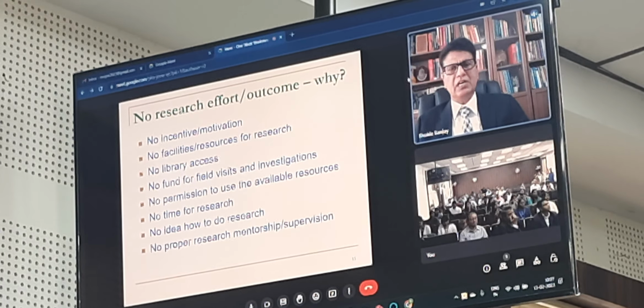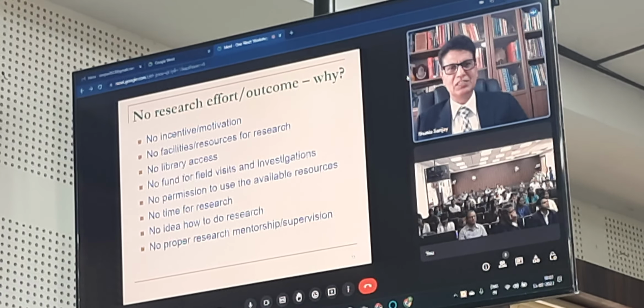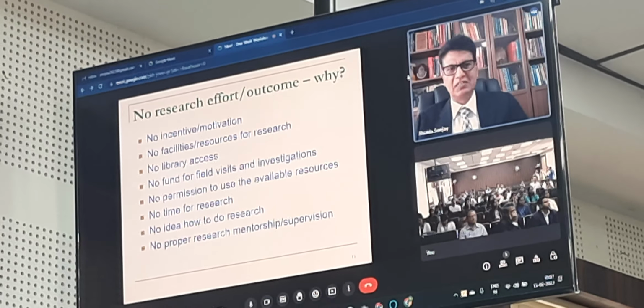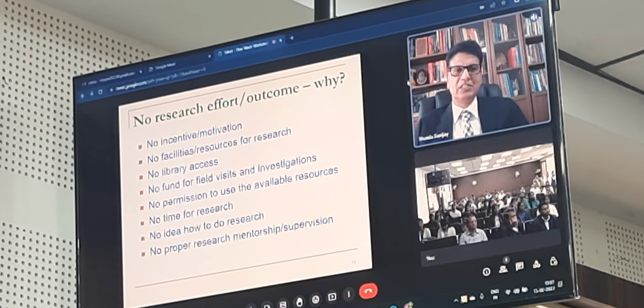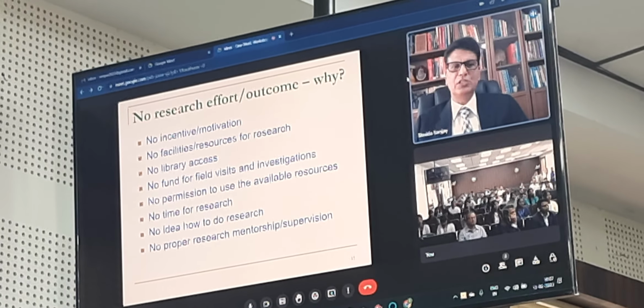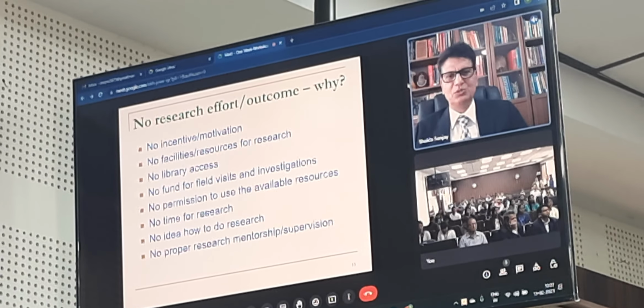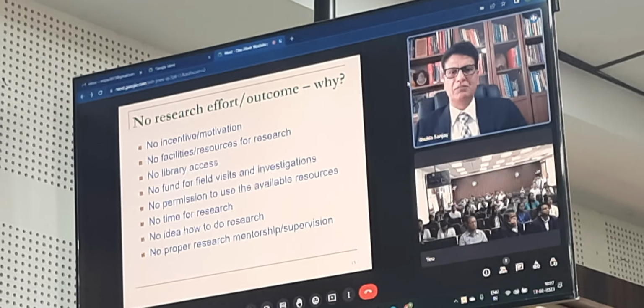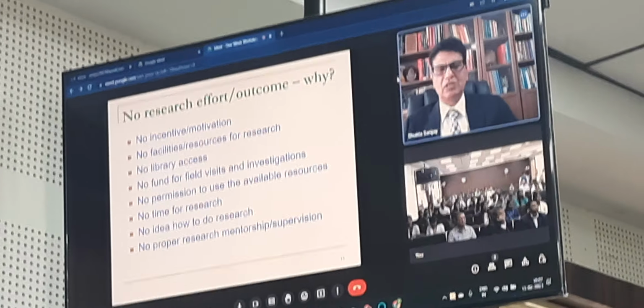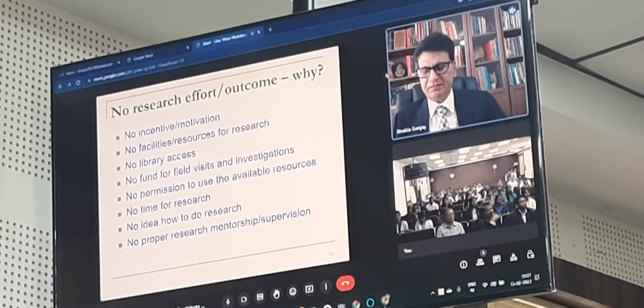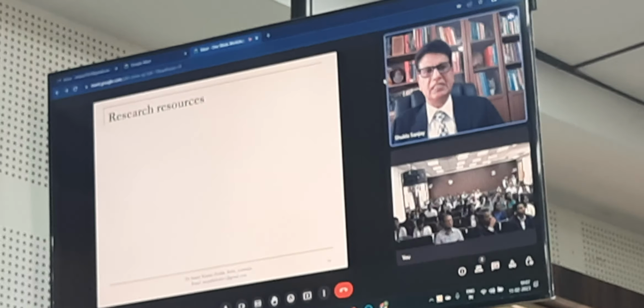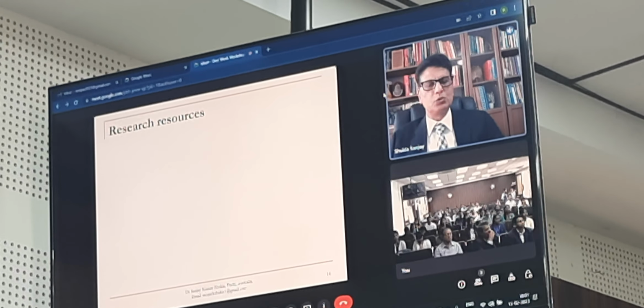But we can't give excuses, right, for all of these that I am listing here. I cannot say, okay, my university, my college has no library access, so how can I do research? So I will leave that part. No, that shouldn't happen. We will have constraints. No place is ideal.